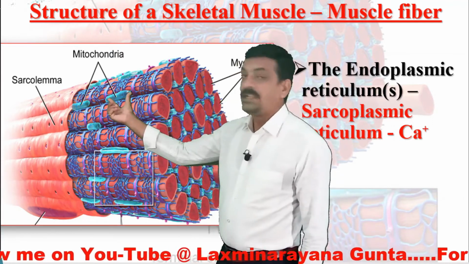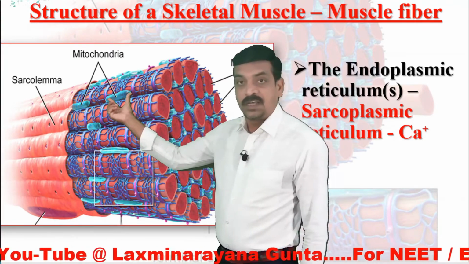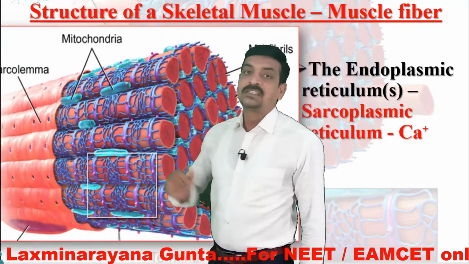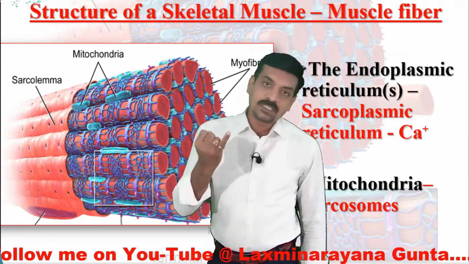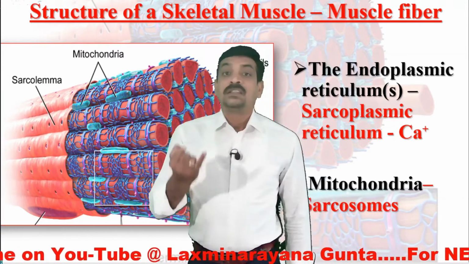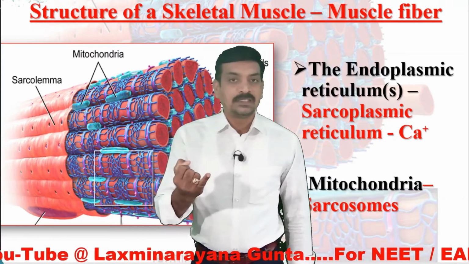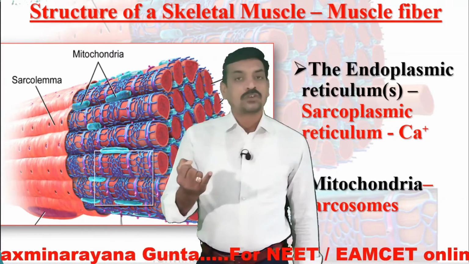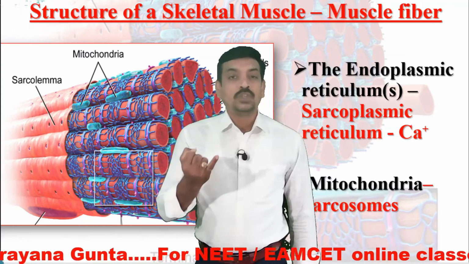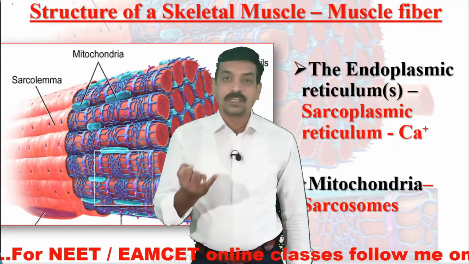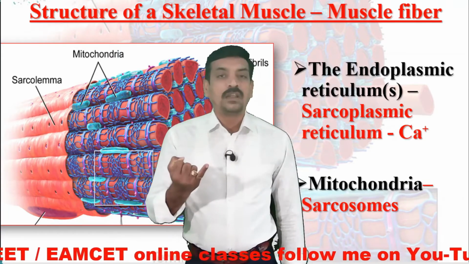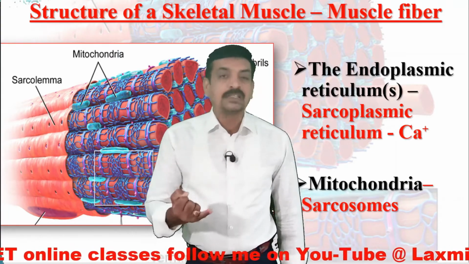This is a mitochondrion. The mitochondrion of a muscle cell is called a sarcosome. The plasmalemma of a muscle cell is called sarcolemma. The cytoplasm of a muscle cell is called sarcoplasm, the smooth endoplasmic reticulum of a muscle cell is called sarcoplasmic reticulum, and the mitochondria of a muscle cell are called sarcosomes.